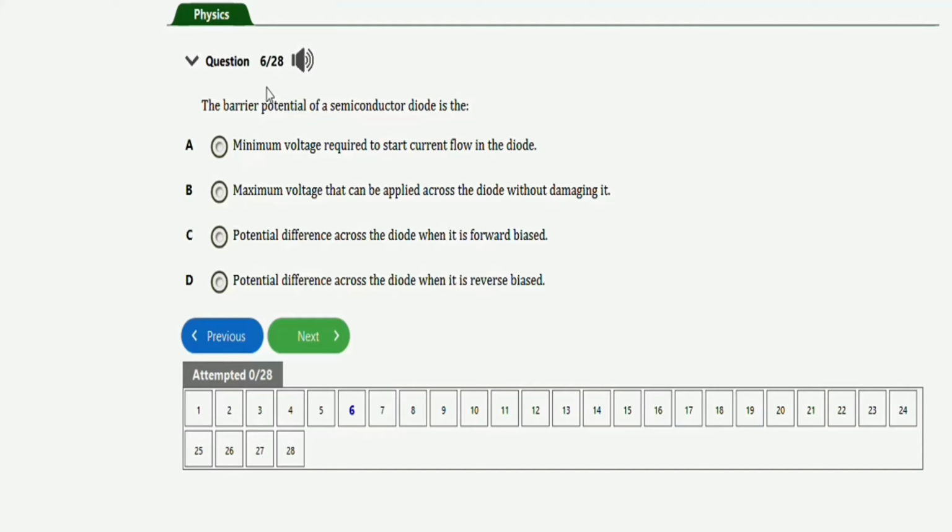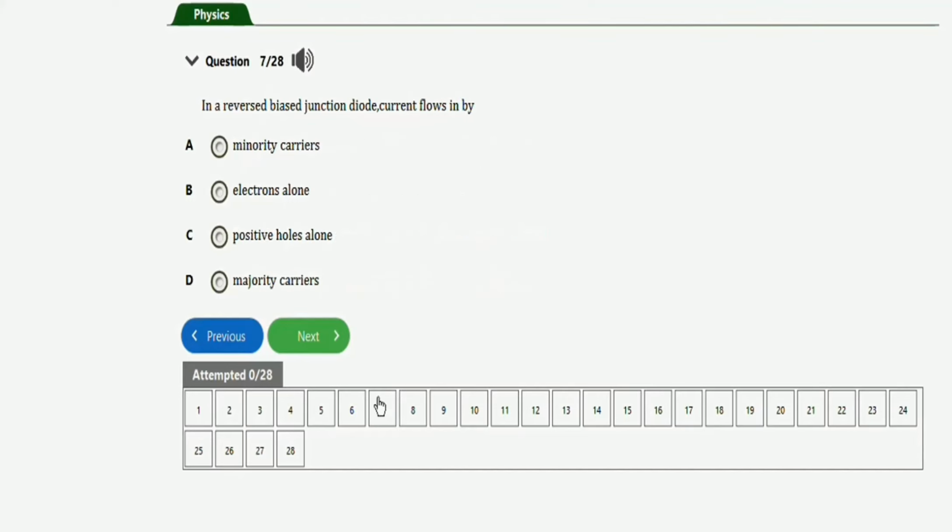Alright, so next question will be this one. It says, in a reverse bias junction diode, current flows by, option A, minority carriers, electrons only, positive holes only, majority carriers. So guys, the right option to this question will be option A. Reverse bias junction diode deals with minority carriers, so the right option is option A.